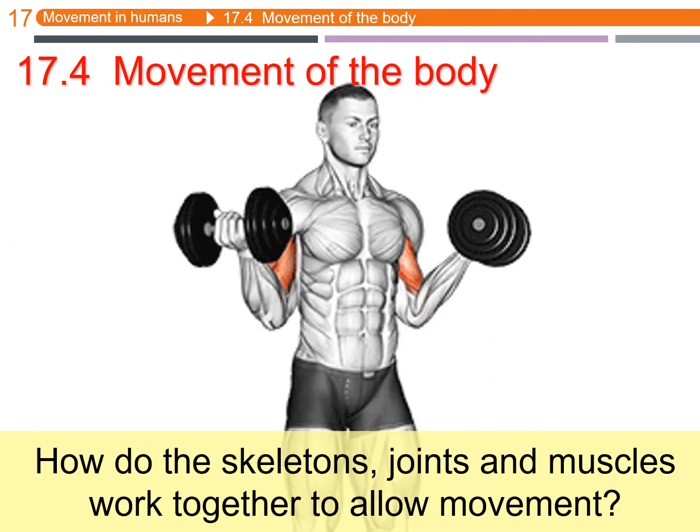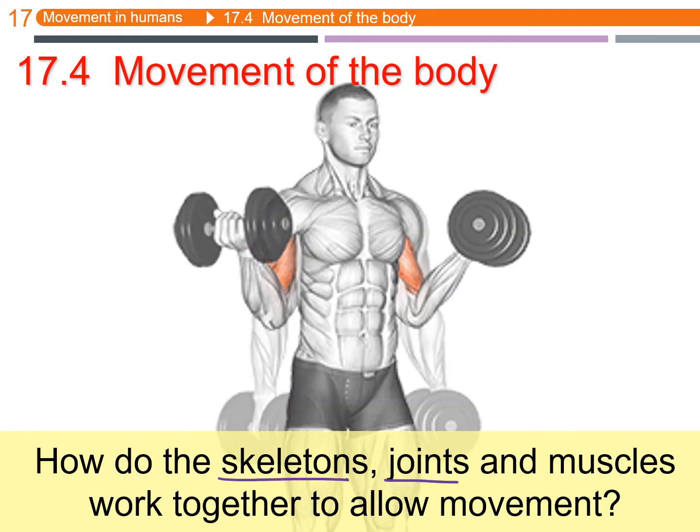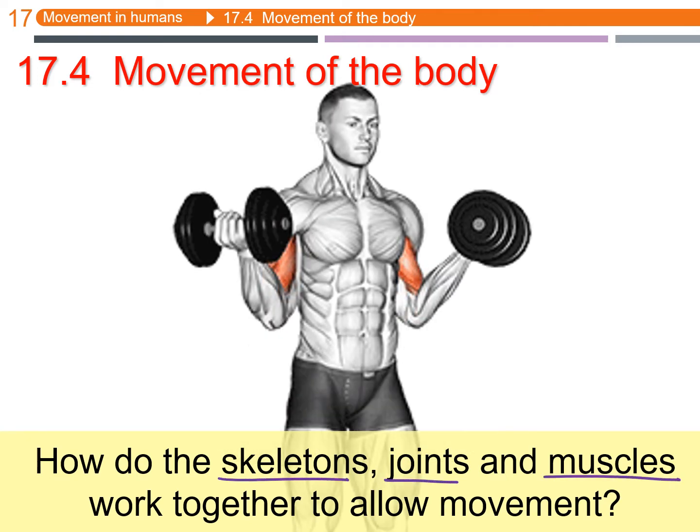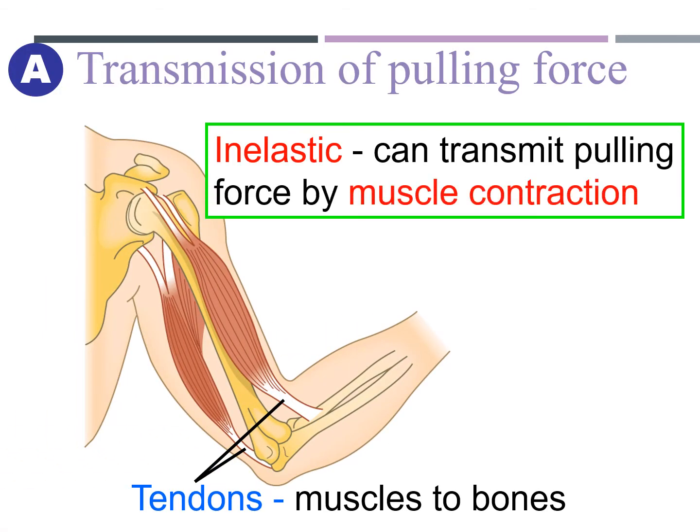After knowing the basic structure of muscles, let's see how the skeleton, joints, and muscles work together to bring about a movement. We know that muscle contraction causes a movement. For example, when your arm muscles contract, your forearm lifts, 前臂舉起. But how exactly can muscle contraction cause the forearm to lift?